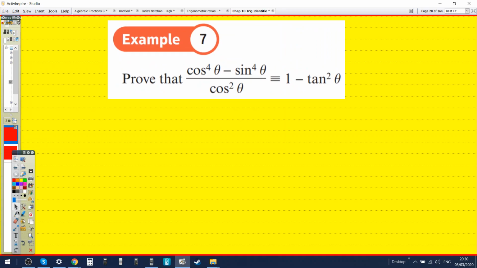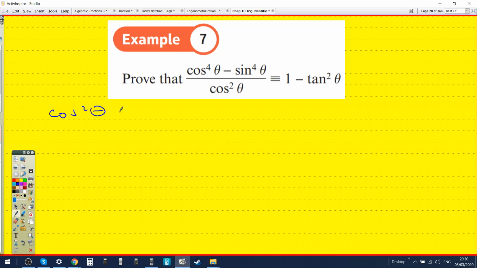cos minus cos, 1 minus tan. Could you just divide through by cos squared theta at the beginning? Does that not work? What would you get? So then you get cos squared theta minus tan something. I'm not sure. So let's not do it that way then.